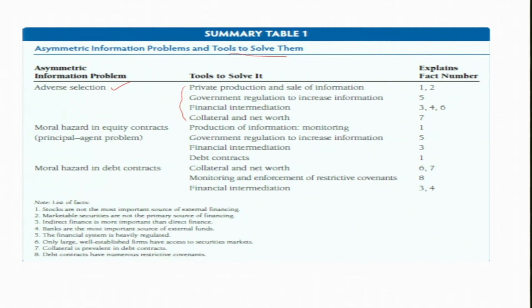Still, if you look at the finance market, you can see that adverse selection problems are always there, and are more prevalent in the finance market. And this also explains the fact numbers which are all mentioned here. So that is all for the summary. Then coming to moral hazard in equity contracts, these are the tools to resolve it. Then in debt contracts, these are the tools to minimize the problem of moral hazard.